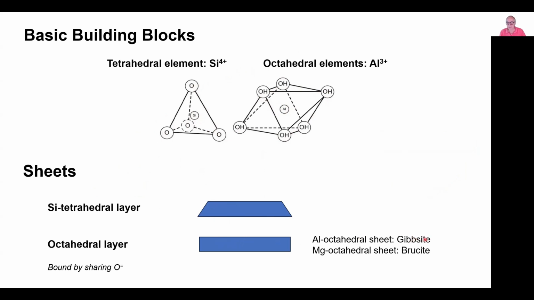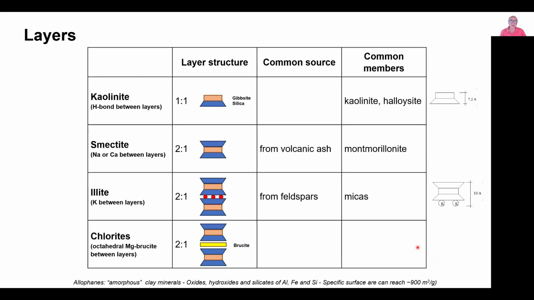Typically, we're going to see the gibbsite, except in one of the cases that I will show you next. So these are the most common families of these sandwiches. The one-to-one, the gibbsite bonded with silica, forming kaolinite. And you see that the thickness is approximately 7.2 angstroms.